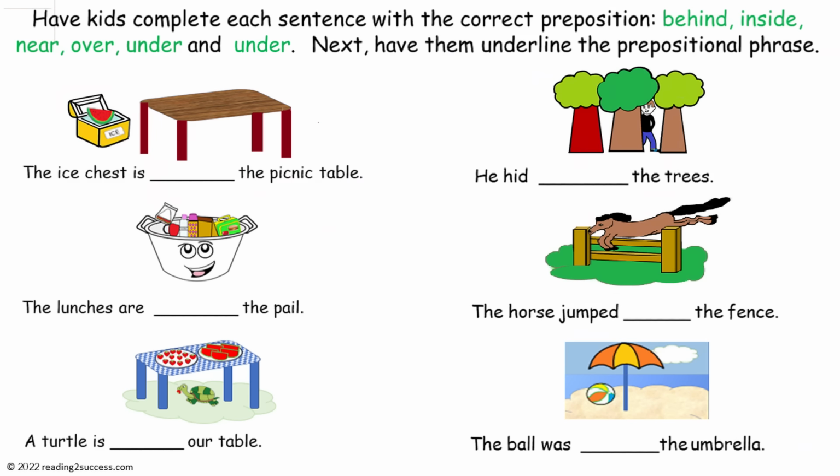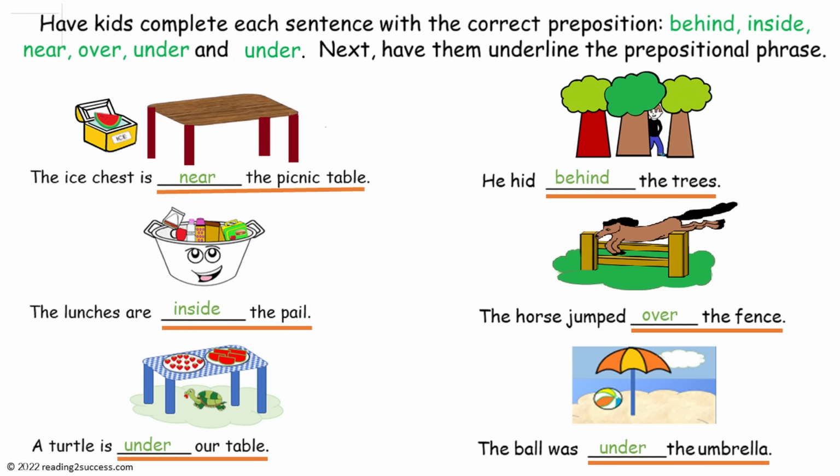Now have kids complete each sentence with the correct preposition: behind, inside, near, over, under, and under. Next, have them underline the prepositional phrase. This is the completed example. The ice chest is near the picnic table. The lunches are inside the pail. A turtle is under our table. He hid behind the trees. The horse jumped over the fence, and the ball was under the umbrella.